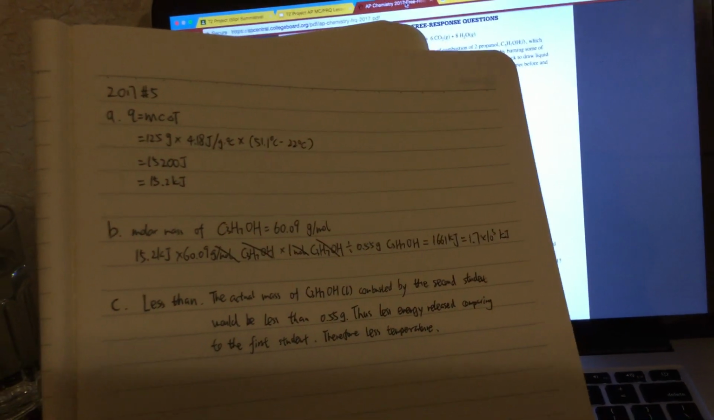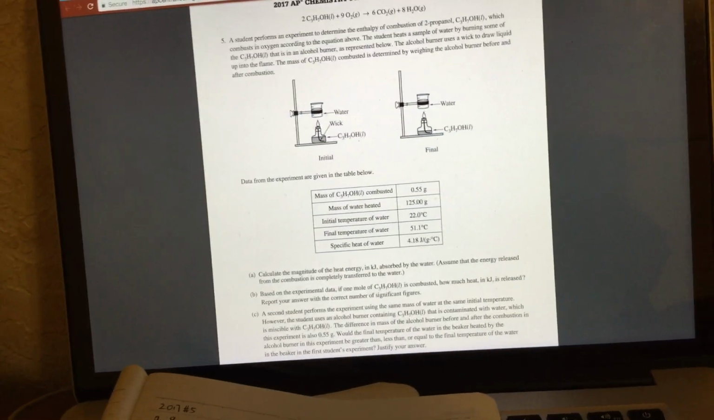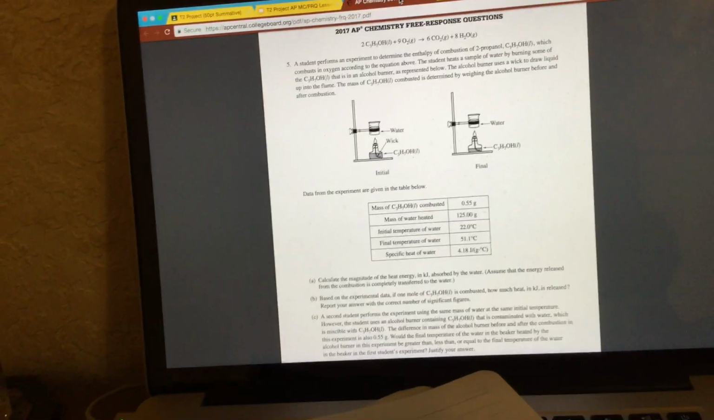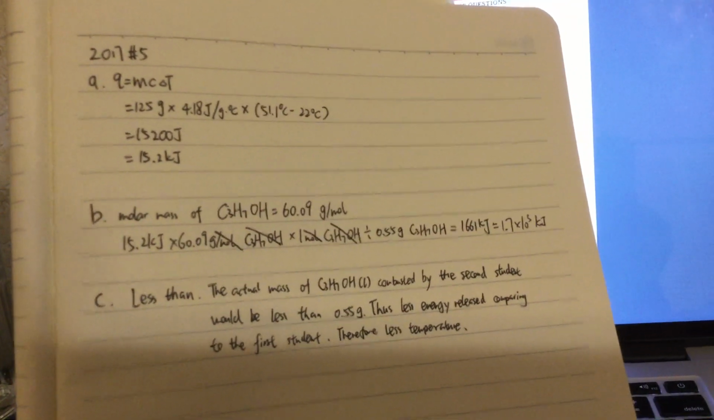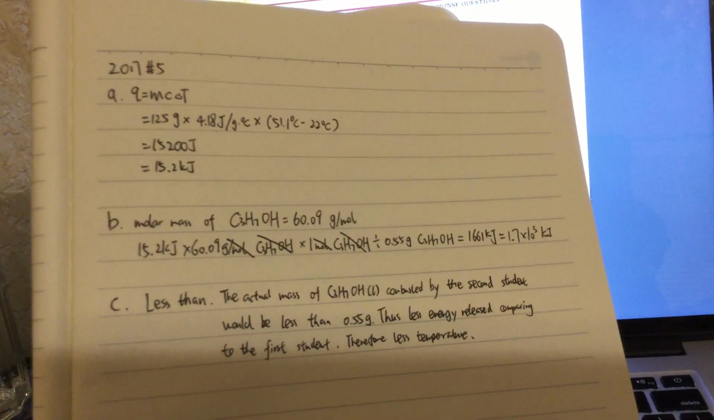So the result is 1661 kilojoules. But we have to report it to the correct number of significant digits, which is 2 digits, since in the table the least significant value has 2 digits. So we have to round it to 2 significant digits. So it's 1.7 multiplied by 10 to the third power kilojoules.